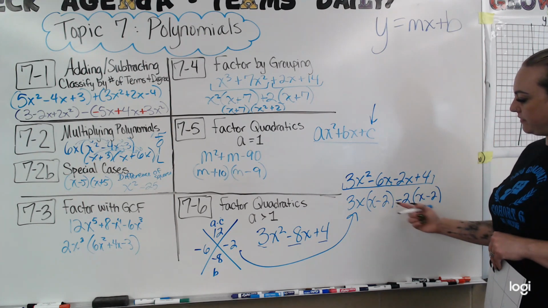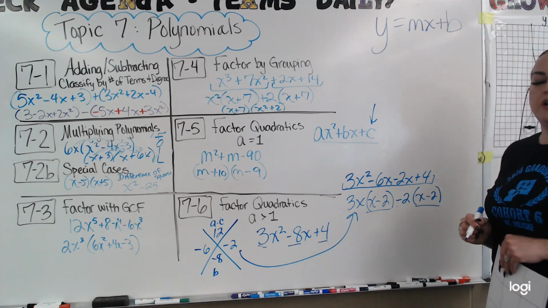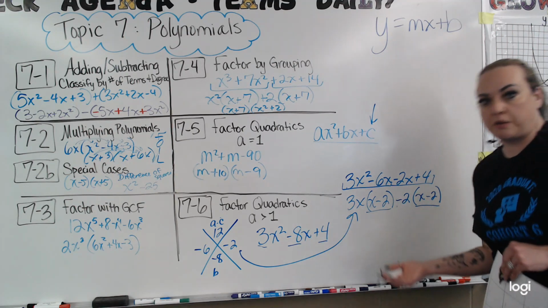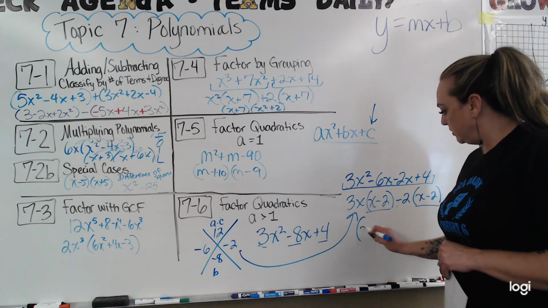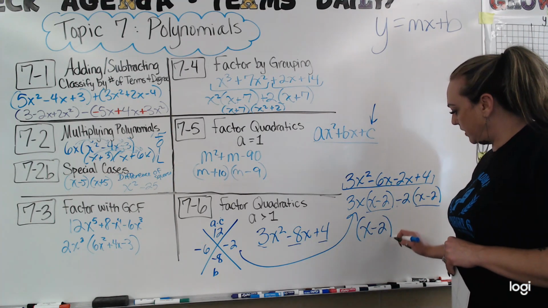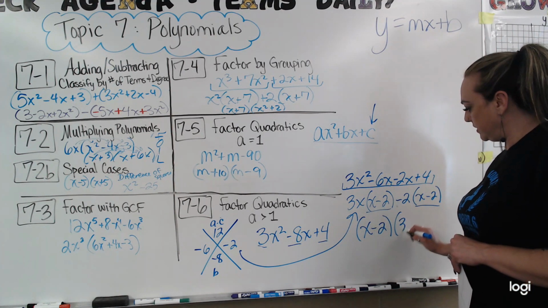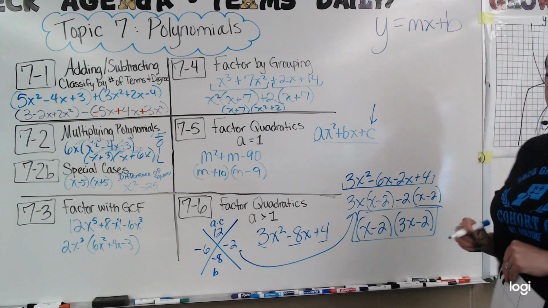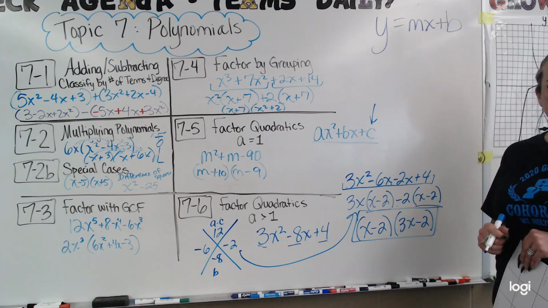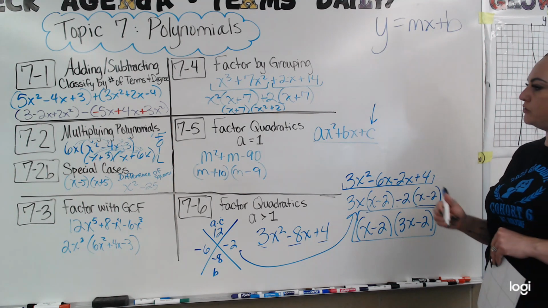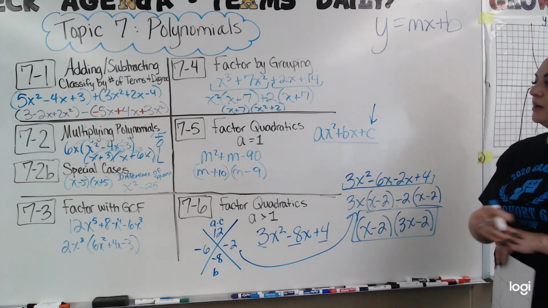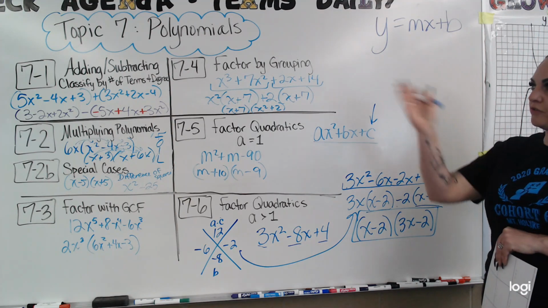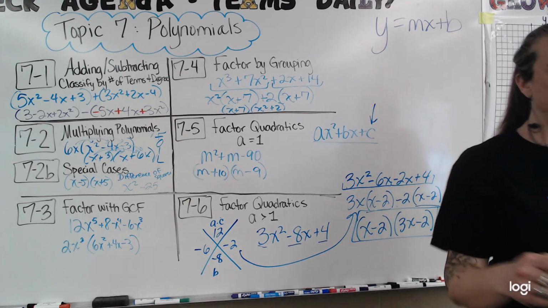So now we have another greatest common factor, x minus 2, of all of this. And then what we have left is 3x minus 2. And so that is a review of how to work with polynomials from lesson 7.1 to 7.6.